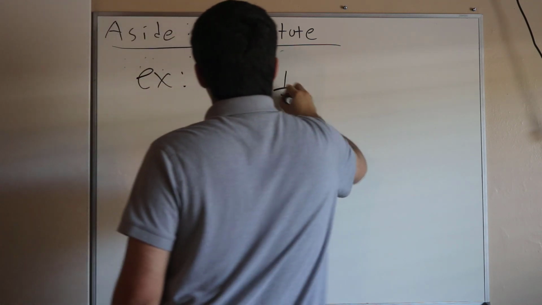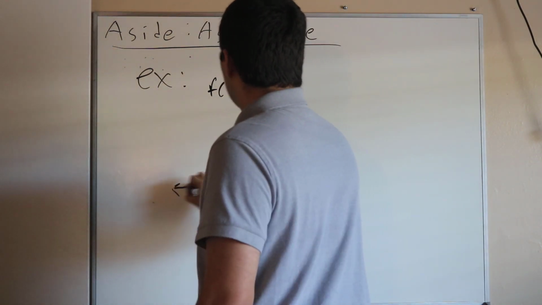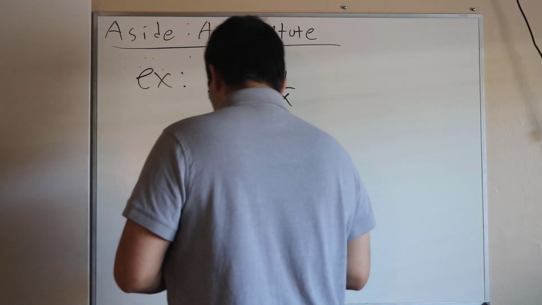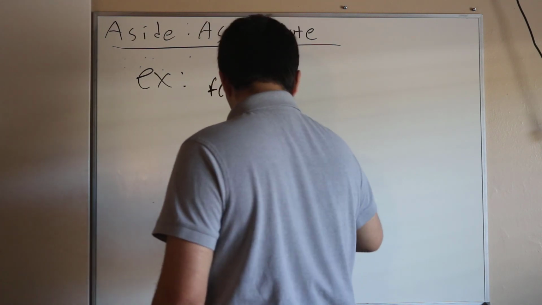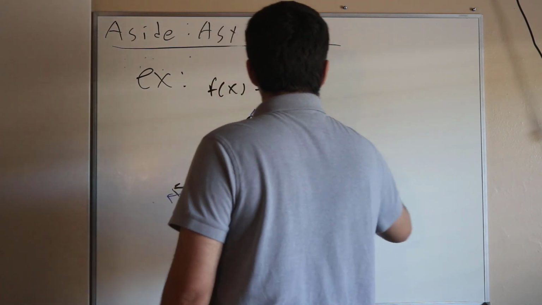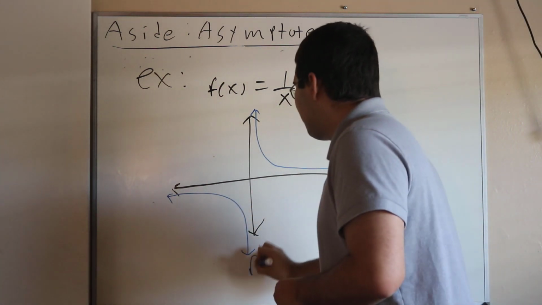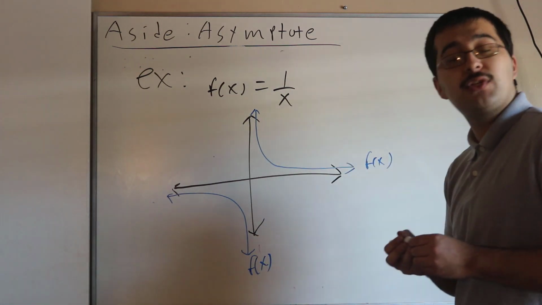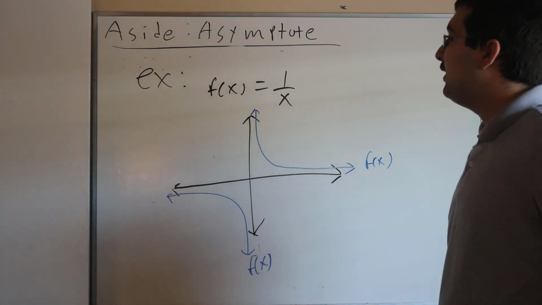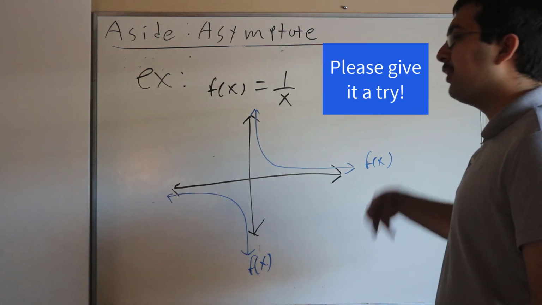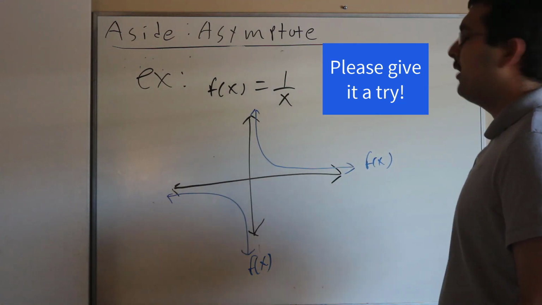If we consider the function 1 over x, then its graph looks like this. Let me go ahead and do the graph in blue. So this in blue is the graph of f of x, and this graph does have a horizontal asymptote. What I encourage you now is to think for a second, pause the video, and see if you can identify what the horizontal asymptote is for this graph. Remember, it's a line y equals some number. So what is that line? Go ahead and pause the video and give that some thought.